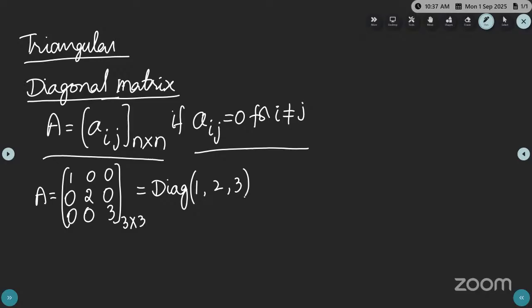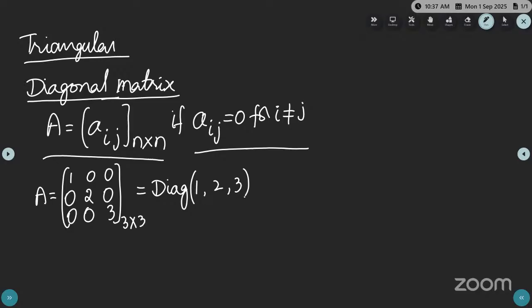Please note that diagonal of 1 2 3 is both an upper and lower triangular matrix. Write down. That is, it is both an upper and lower triangular matrix. Okay? Right.